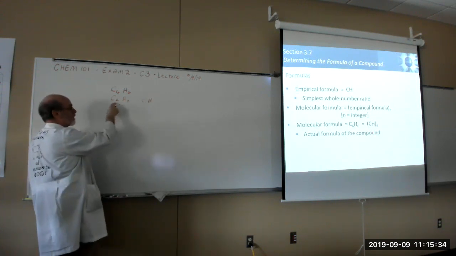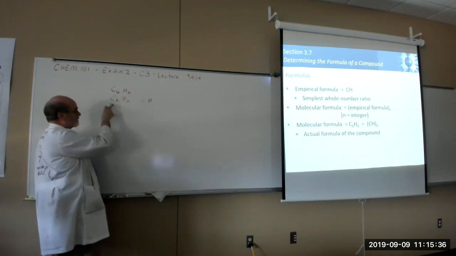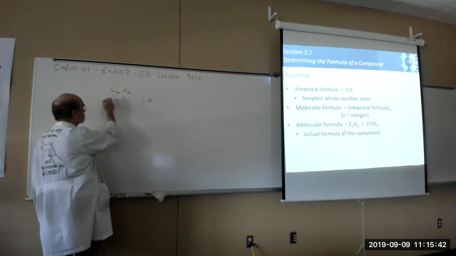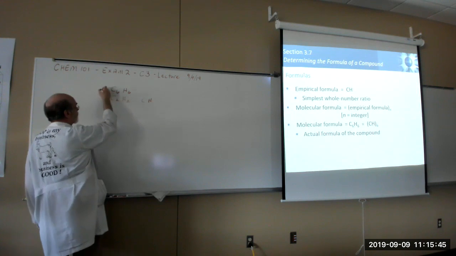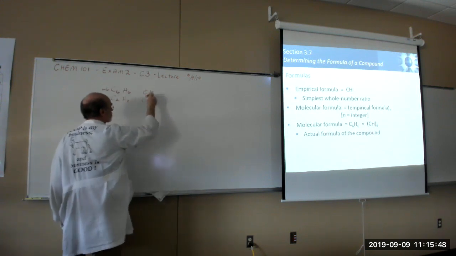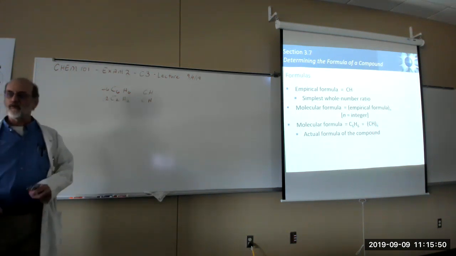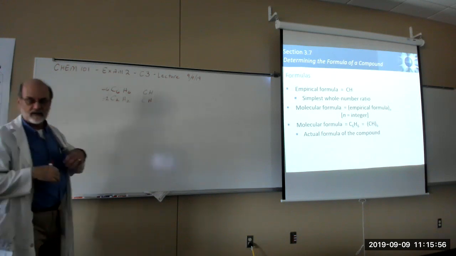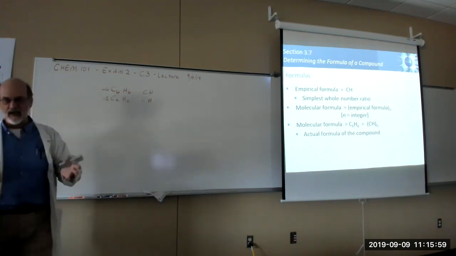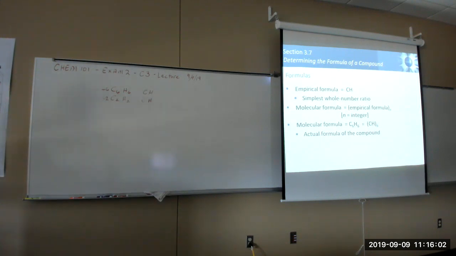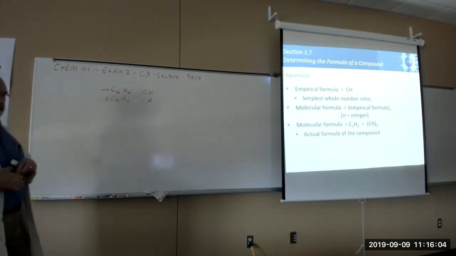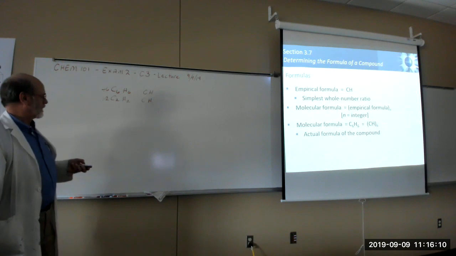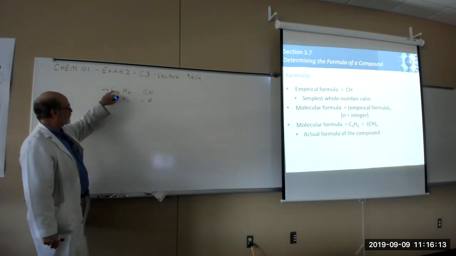Right? That's not the simplest whole number ratio, right? Because you can divide it by any number and reduce it. So we divide by 2, divide this one by 6, and you get the same empirical formula. That gives you the ratio of moles of each element in the compound. Now that by itself is not much use, but it is a stepping stone to finding out what the actual molecular formula is. The molecular formula for this one is different than that one.